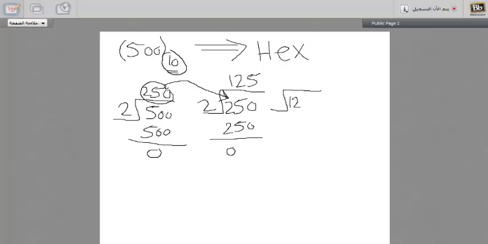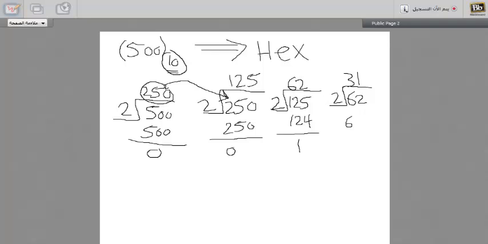Okay, now we're going to have 125 divided by 2. It's 62, because 62 times 2 is 124. Now the remainder is 1. We continue. Okay, we have the 62. So 62 divided by 2, you get 31.